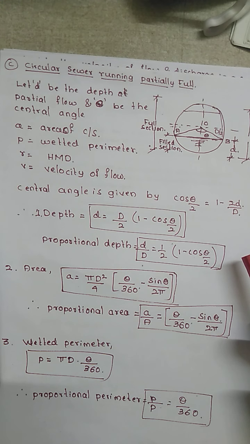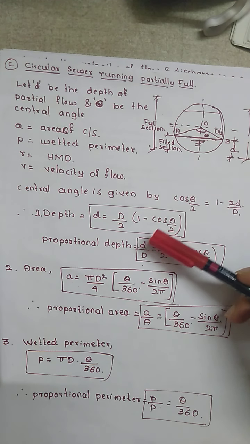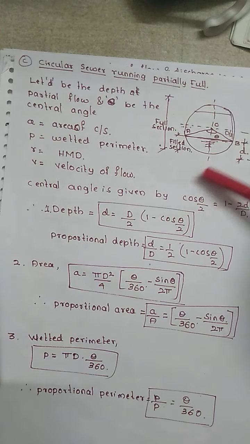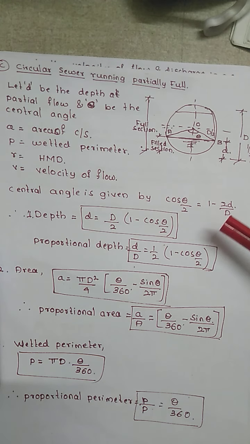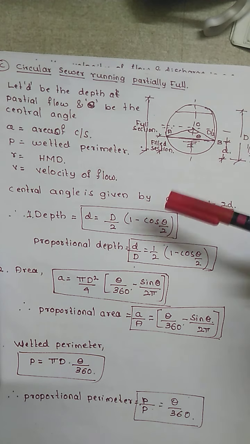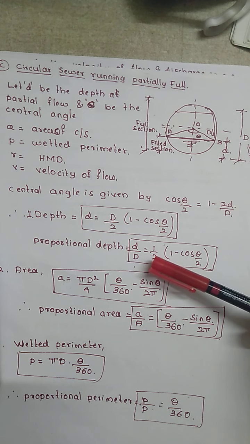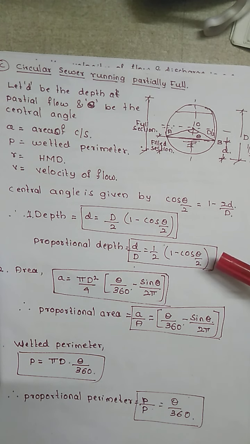Now when the sewer is running partially full, these will be the formulas that we are going to use in order to solve the problems. In order to know the depth, we will be using the formula d by 2 into 1 minus cos theta by 2. Again, all these things I have already explained. I won't explain them in detail in this class, because we need to just summarize the formulas we are going to use. Then proportional depth is small d by d is equal to 1 by 2 into 1 minus cos theta by 2.